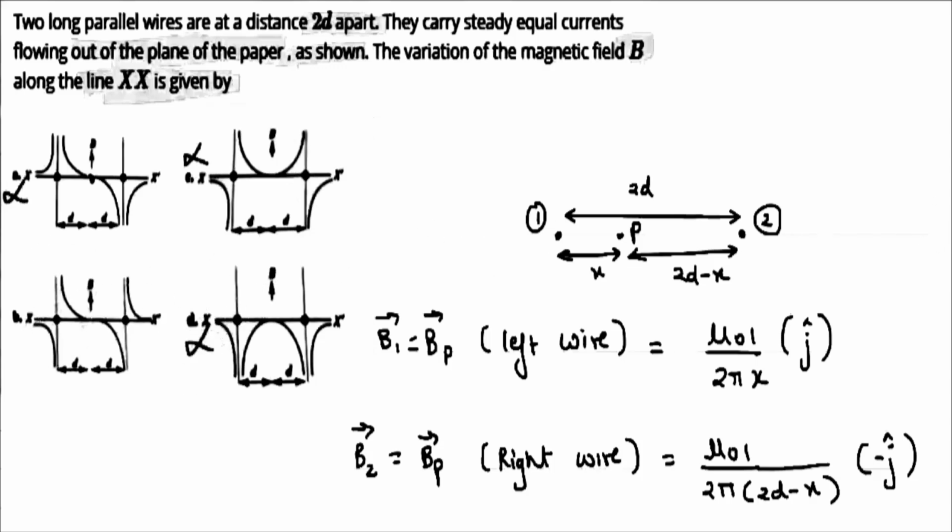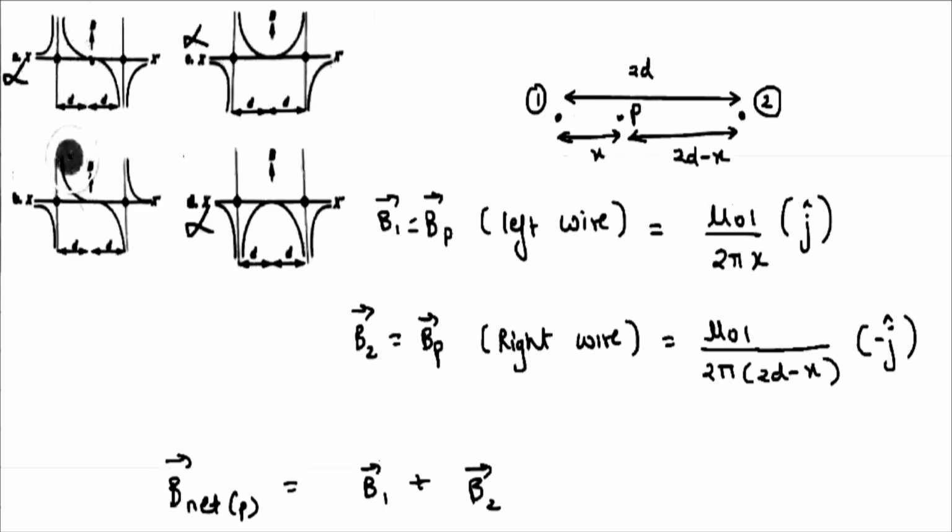Now let's check option B. As we have discussed, the middle part of the section is correct. Now let's check the left-hand side of wire 1. As the current is coming outward, the magnetic field direction is along minus j cap, that is along the negative y-axis. So yes, it is along the negative y-axis.